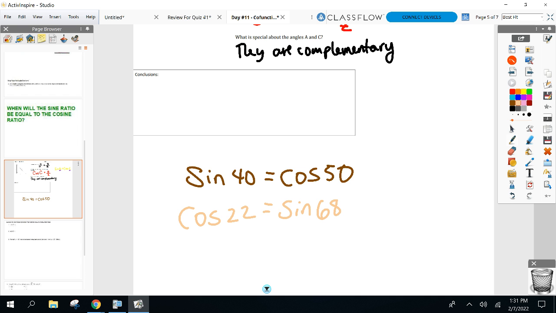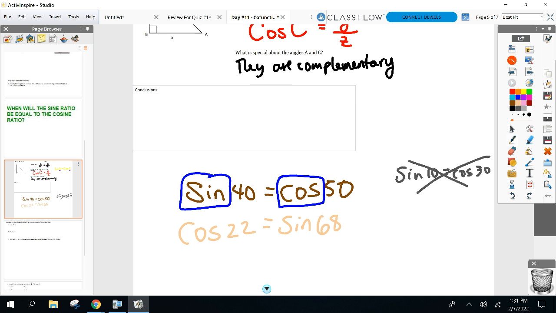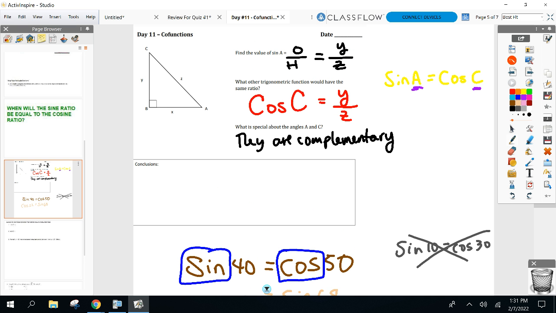All right, see how this works? The sine of one equals the cosine of the other angle as long as I know what about the angles? They have to be complementary. If I just do sine of 10 equals cosine of 30, that's not going to be equal. The angles must be complementary. And the big vocabulary word of the day is that sine and cosine are what we call cofunctions of each other. Cofunctions.